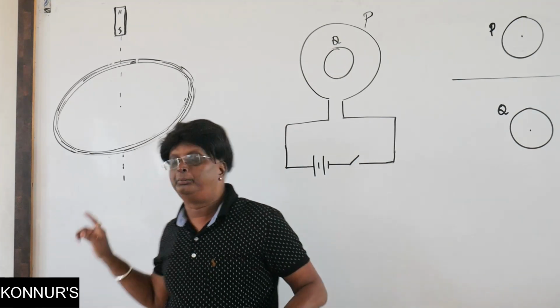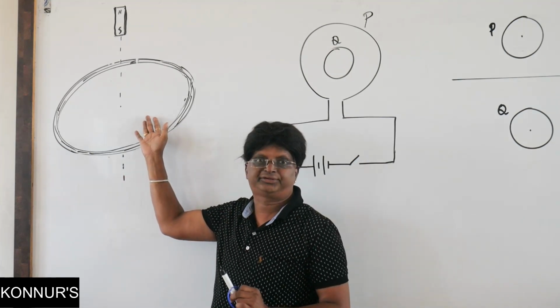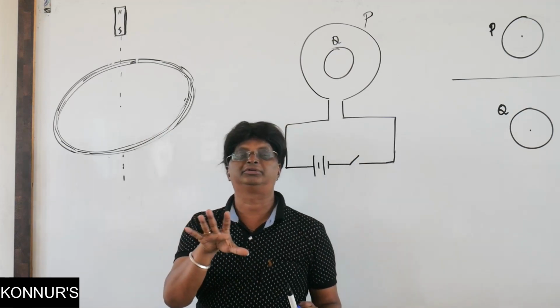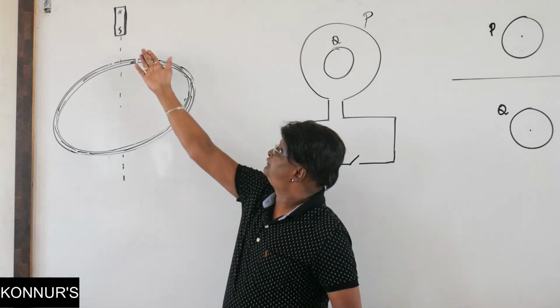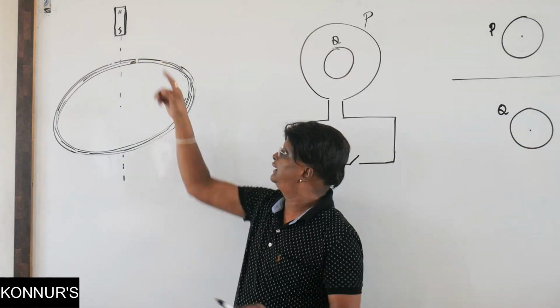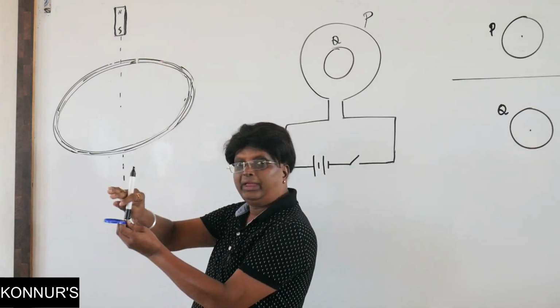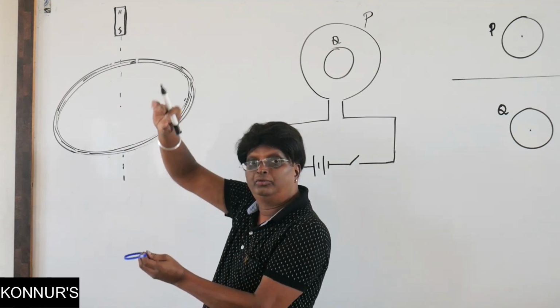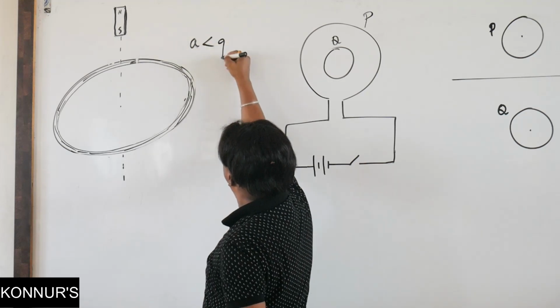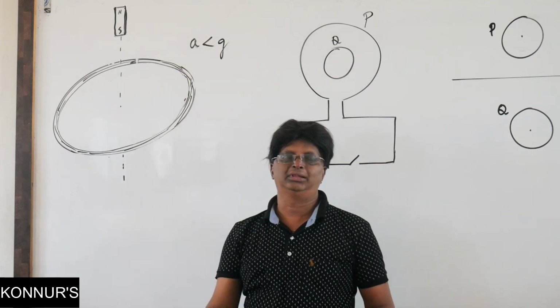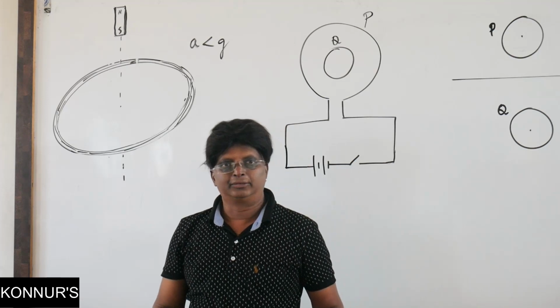Therefore, this free fall, when it is dropped, we expect the acceleration to be a equal to g. Now, because of the induced currents, again I am telling you, it is not because of induced EMF, it is because of induced currents, this fall is opposed. Hence when the magnet is above the ring, a is less than g, the acceleration will be less than g, right?